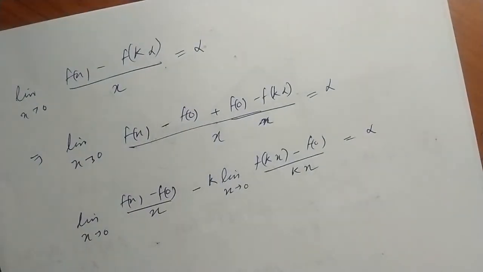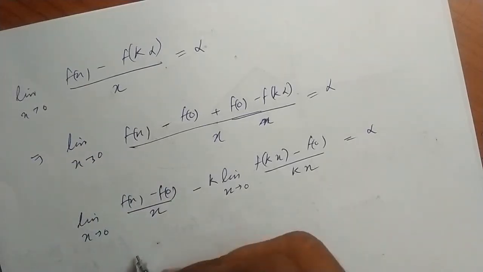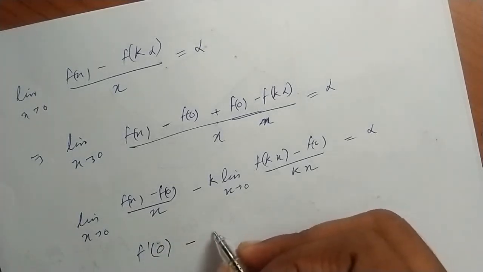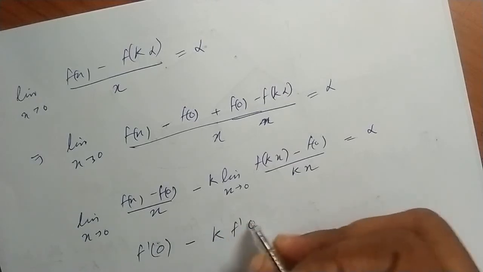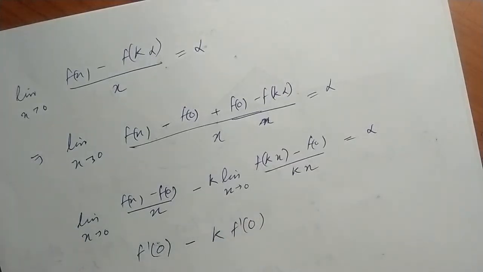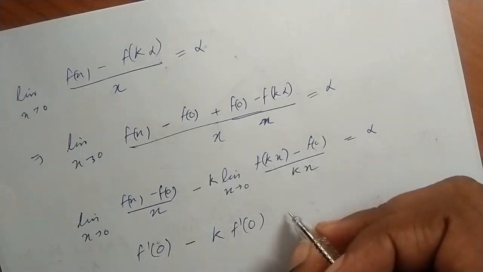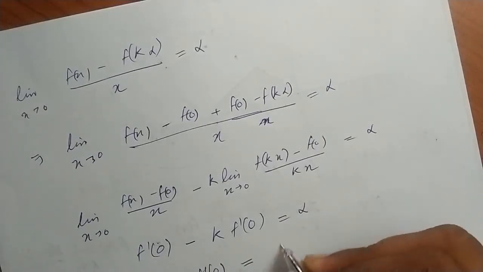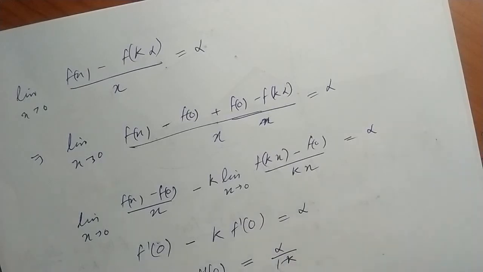So this is equal to f dash 0 when x tends to 0, and this is k times f dash 0 when x tends to 0. And also from the expression we can see that 0 positive and 0 negative won't matter. The negative sign is going to cancel out eventually in the numerator and denominator. So f dash 0 is equal to alpha upon 1 minus k. Okay. Moving to next question, question number 28.